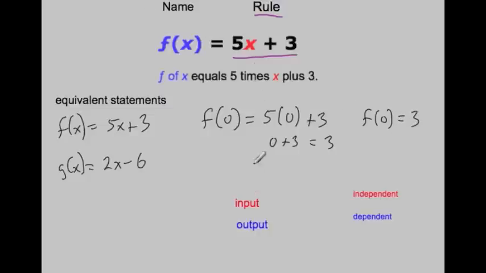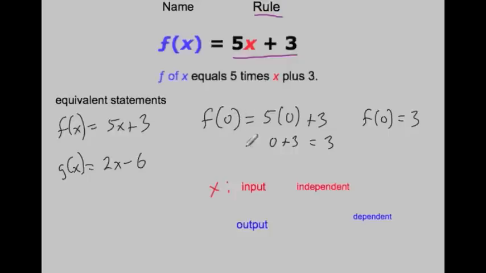Now we already know that our input value is our x value. X is the input value, and we can also name it the independent variable. X is the independent variable because it's the independent variable because I can choose whatever x I want to plug in to this function rule. So it is independent of anything, it's my choice.